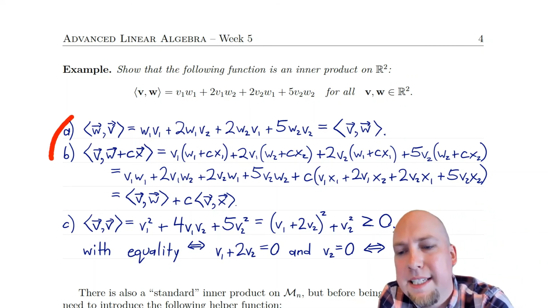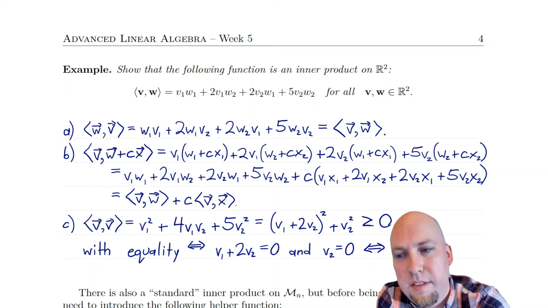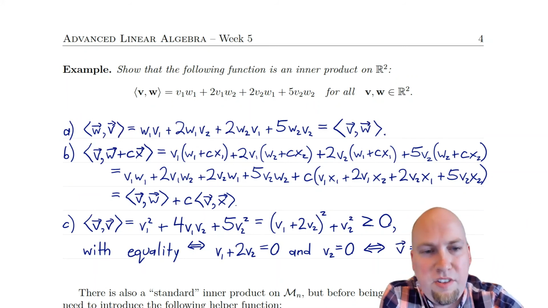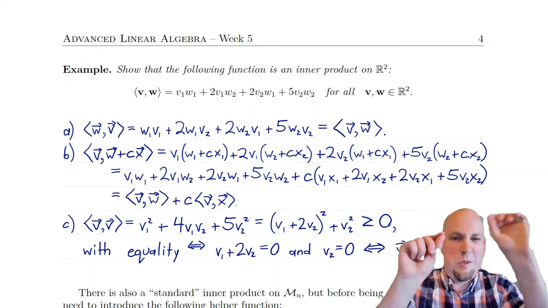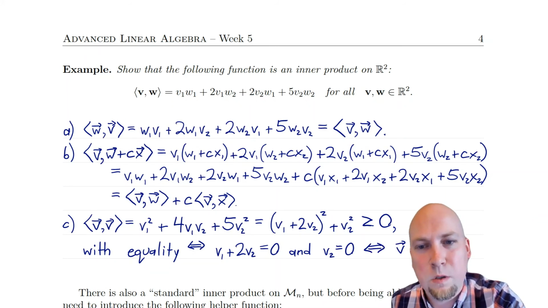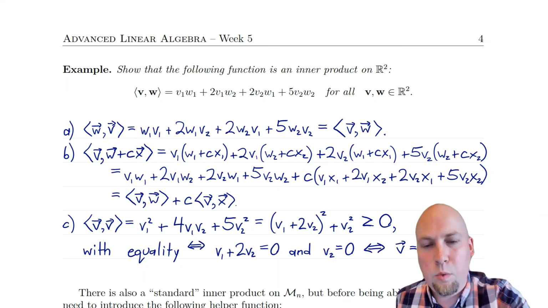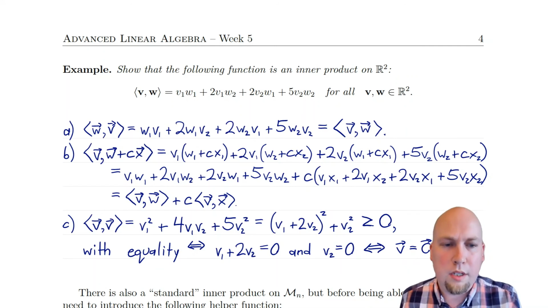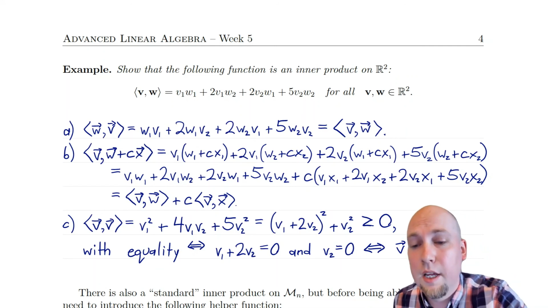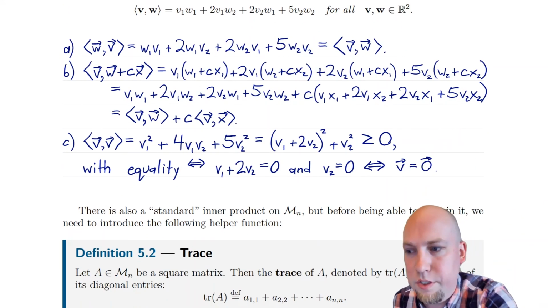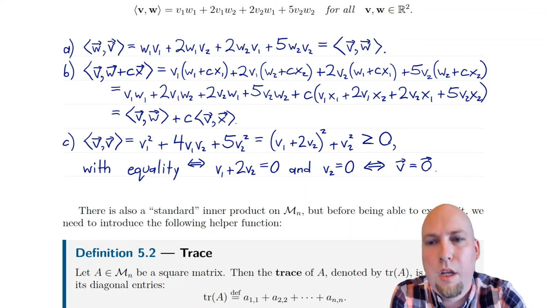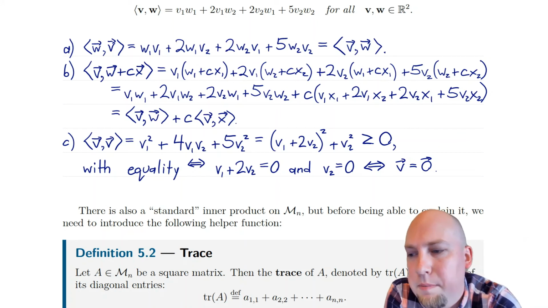Okay, so properties A and B, maybe I won't go through those because they're straightforward. You just check the definitions. Is W inner product V the same as V inner product W? Yeah, you just swap everything around. And because these two coefficients here are the same, everything works out, okay? And similarly with pulling linear combinations out of the second entry, you just use your usual laws of arithmetic on R. They're just real numbers that you're adding up here. Okay. The interesting property is property C.